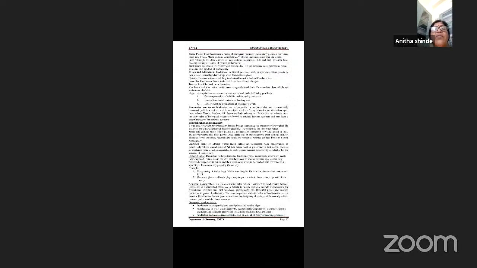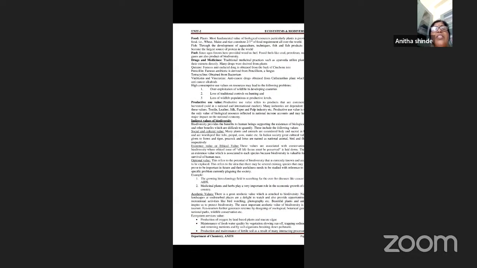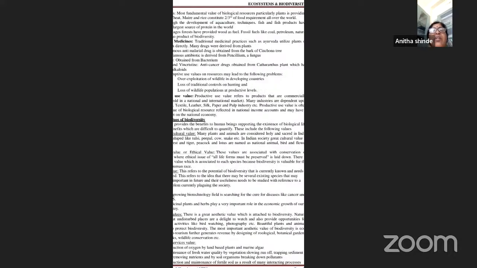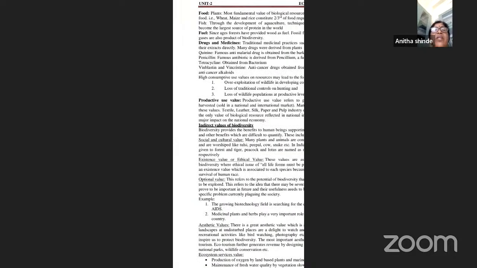Now productive use value, actually these are nothing but what we get in the form of products, and these products have values on which many industries depend, like the textile industry, leather industry, silk industry, paper industry, and pulp industry. Now, the second value is the indirect value of biodiversity. Biodiversity also provides benefits indirectly to human beings in the form of social value, cultural value, ethical value, optional value, and also aesthetic value.